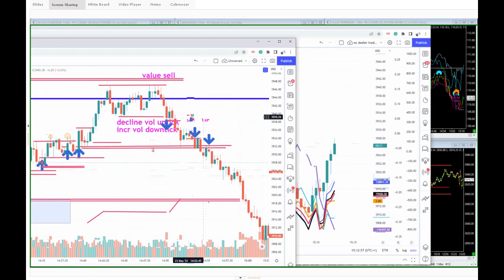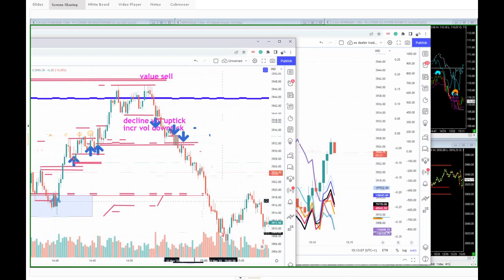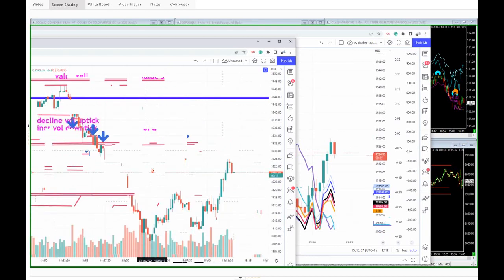Structure. You understand? Now, when did it become a structural buy? When did it become a structural buy on this low time frame?